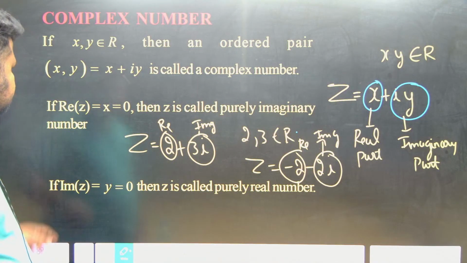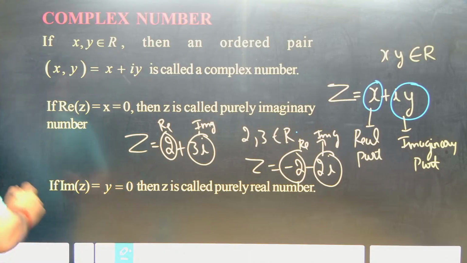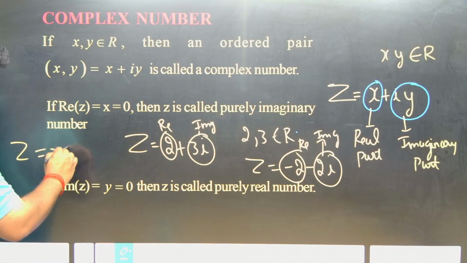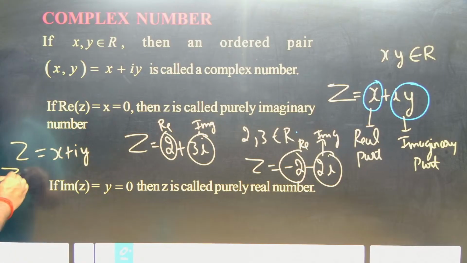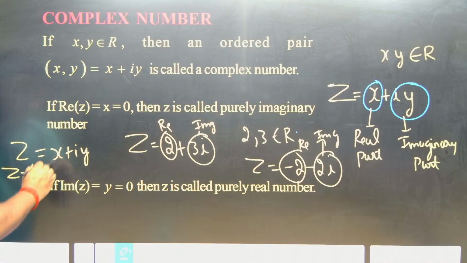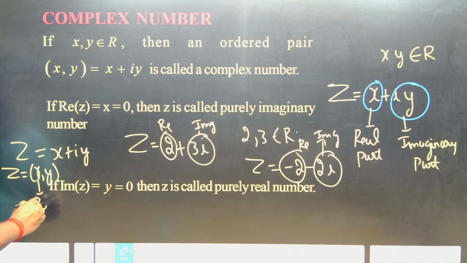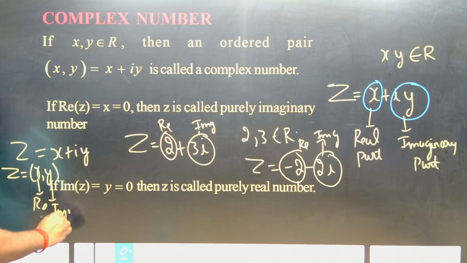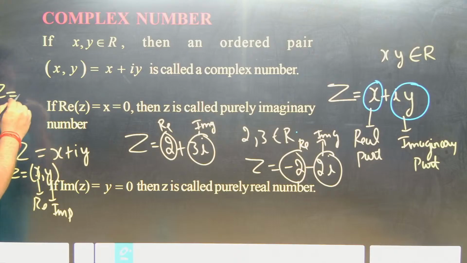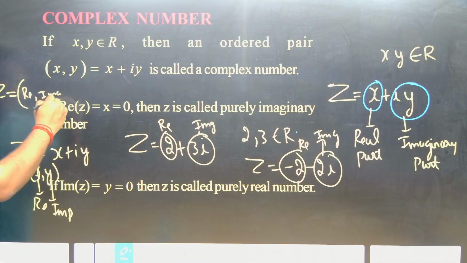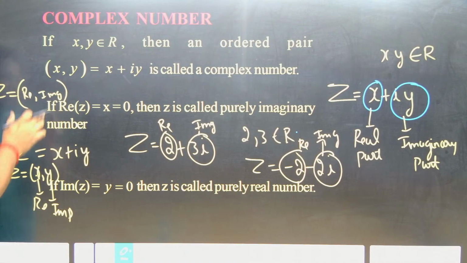Now whenever we write z is equal to x plus iy, this can also be written as an ordered pair. So I can write z is equal to x comma y. It is understood that this is the real part and this is the imaginary part. Here it is not representing the x coordinate and y coordinate; x is representing the real part and y is representing the imaginary part. That means z is equal to real comma imaginary. I can write it as an ordered pair.